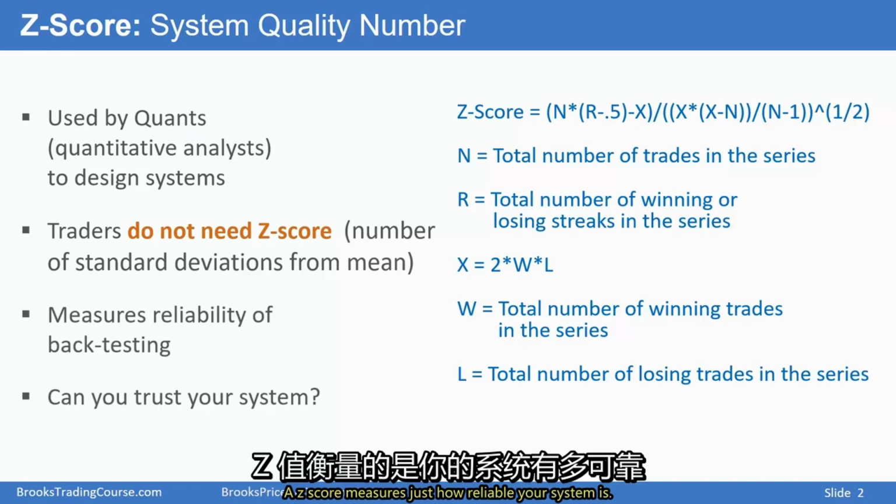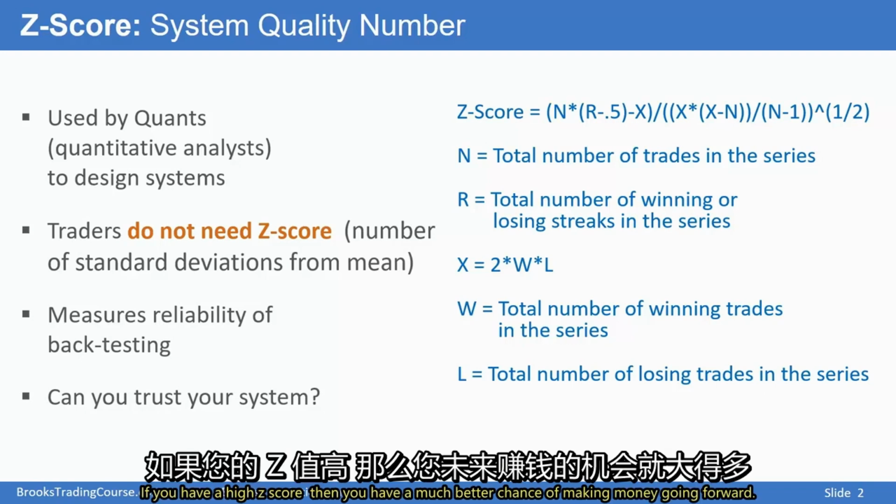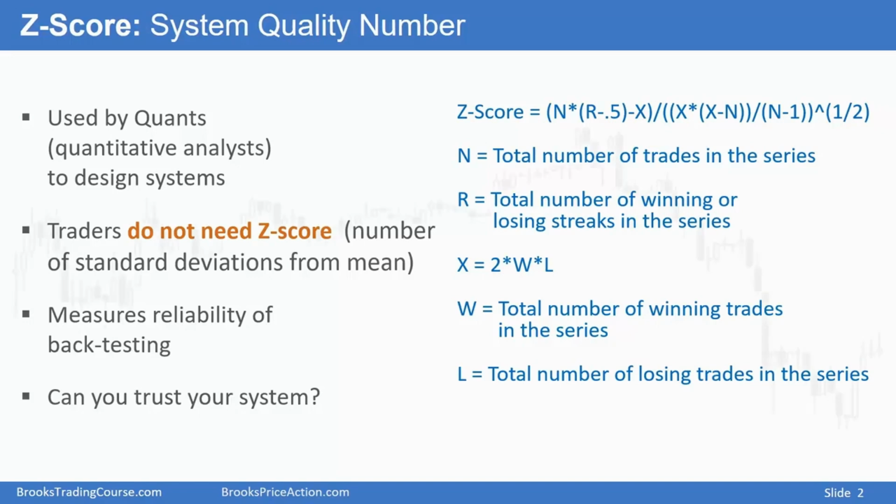A Z-score measures just how reliable your system is. Can you trust your system going forward? If you have a high Z-score, then you have a much better chance of making money going forward. If you have a low Z-score, you have a much higher risk of losing your money and losing your account.